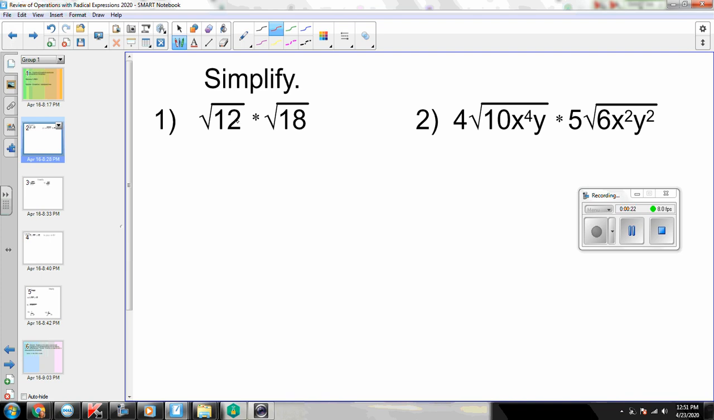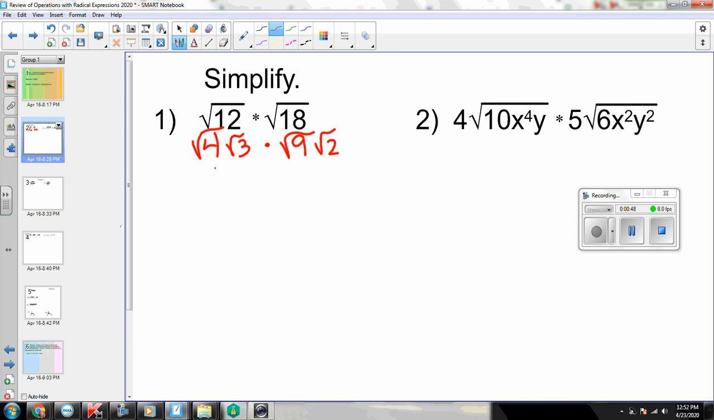You could go ahead and take 12 times 18 and see what number that is and try to simplify. Or what I'm noticing is 12 has a perfect square number of 4. So what I'm going to do is break down the 12 into radical 4 times radical 3. And I'm also noticing that 18 has a perfect square number of 9. So I'm going to break that down into square root of 9 times square root of 2.